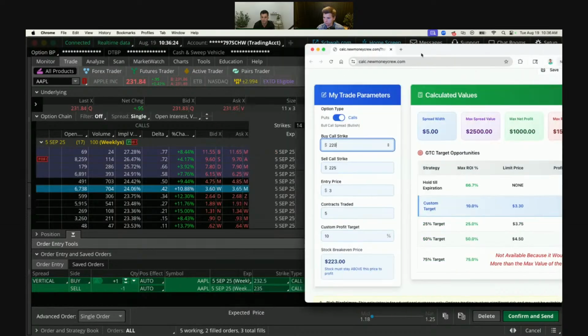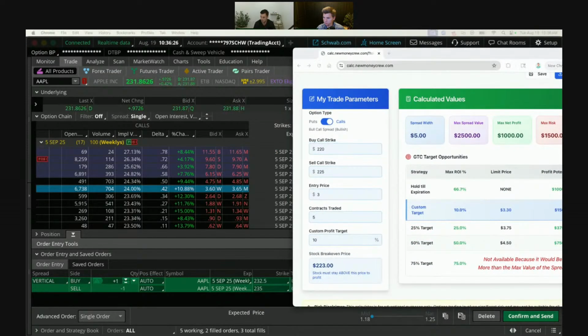So I'm looking at the September 5th expiration, and let me pull up my trade sheet. I'll type it up and send it to you guys and then walk you through it, just so everyone can have some fun while we do this together. Today is August 19th.